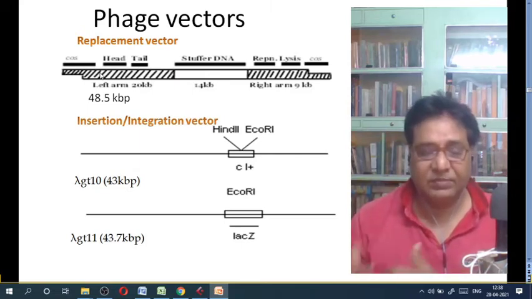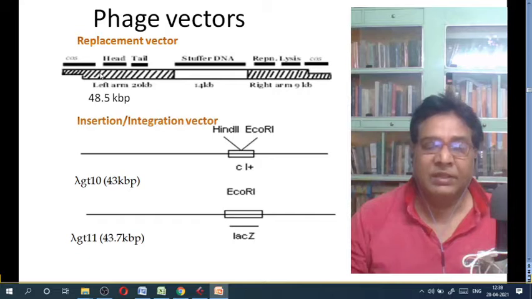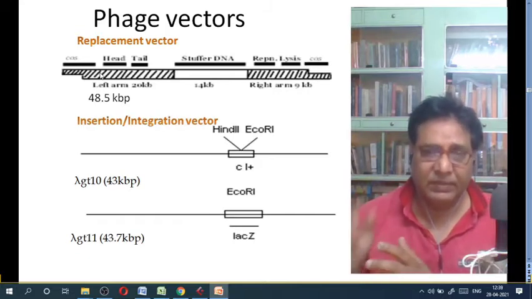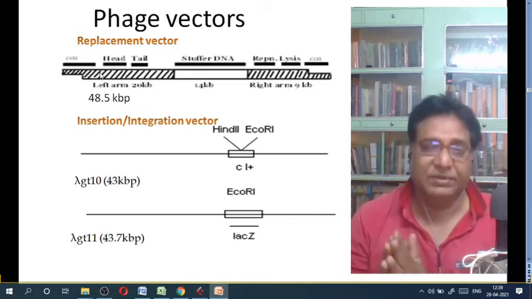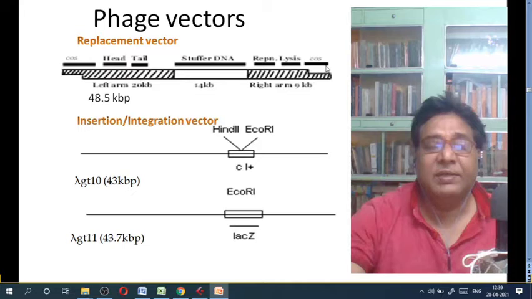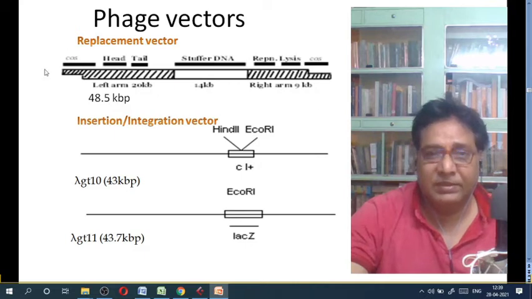When the replication of the phages is going on inside the host cell, in the lytic cycle, what happens? The phage genome ultimately gets packaged into the capsid, and for that you require these cos sites. And interestingly, the half cos site and half cos site are split in this manner, so if the genome is present in this manner, it is not going to be packaged.